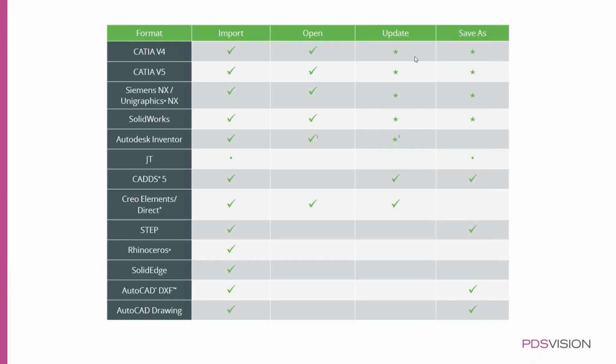Finally, save as. That means you can save out as this file type. So you could actually open a SolidWorks file, use direct modeling or flexible modeling in Creo to make changes to that file, and then save that out as an updated SolidWorks file. So that functionality is there as well.